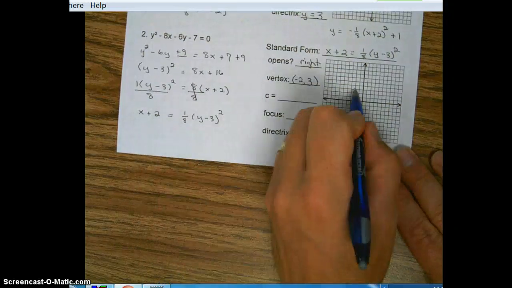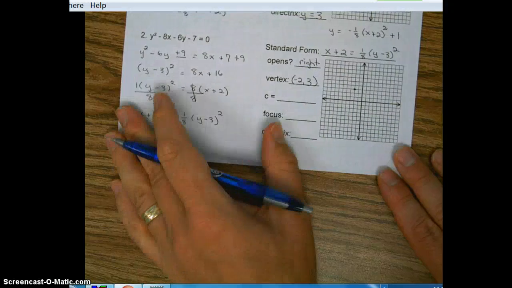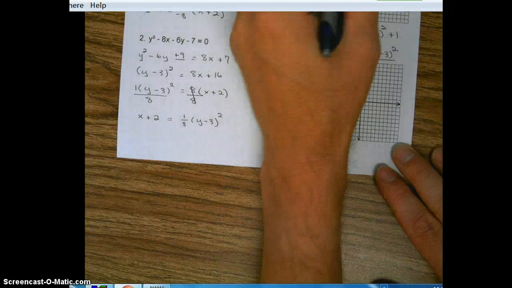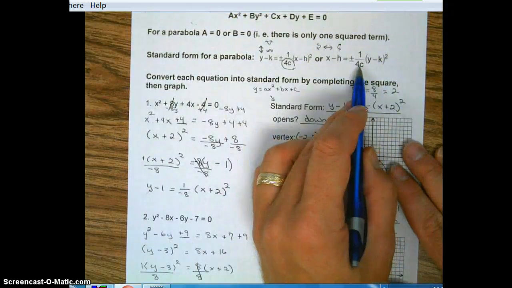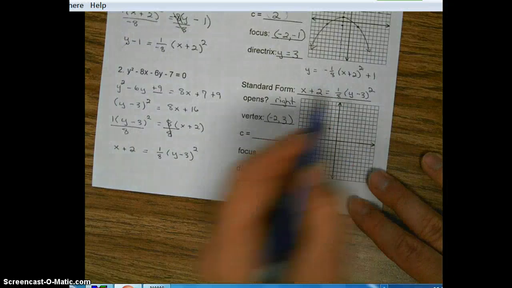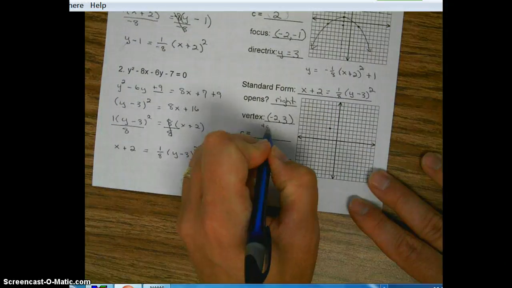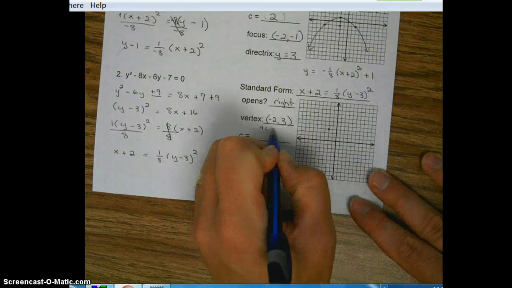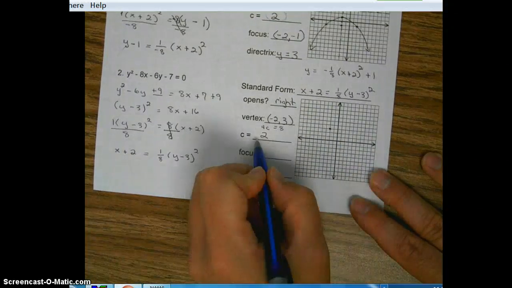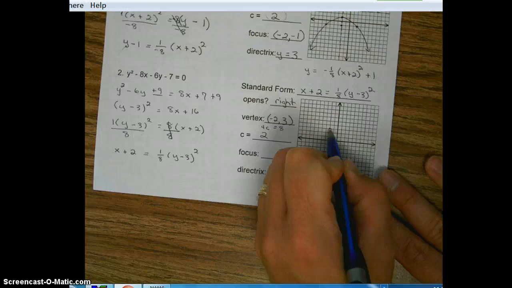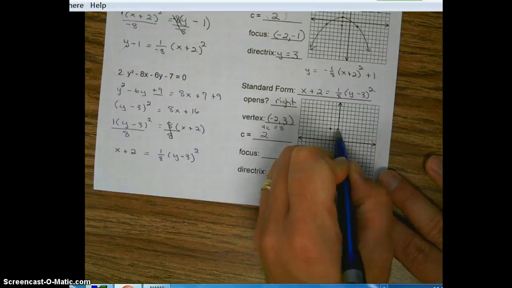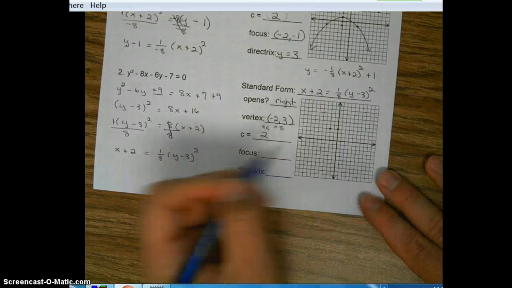And from there, we're going to find our c value. Remember, to find the c, there's that little formula up here. So we're going to take 4c and set it equal to the denominator. So 4c equals 8, so c equals 2. So our focus is going to be inside the parabola. From our vertex, we're going to go 2 units. So that's going to be our focus, 0, 3.